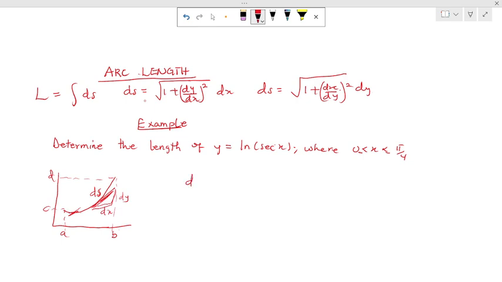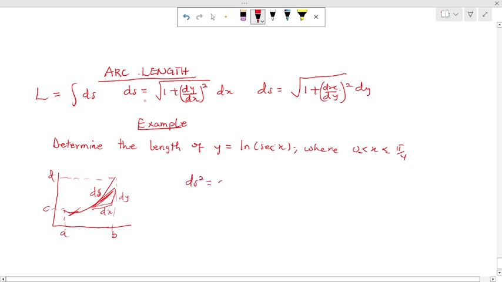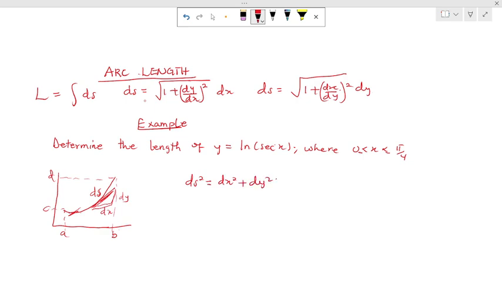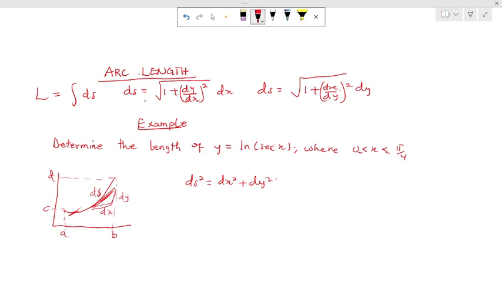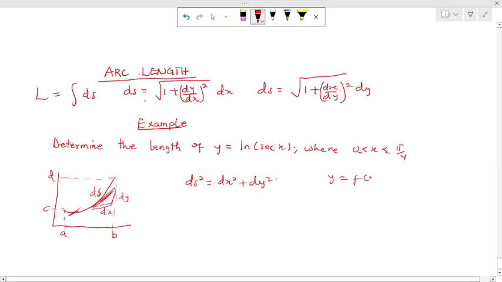So, by Pythagoras theorem, ds squared will be equal to dx squared plus dy squared. At this point, depending on the axis which you really want to differentiate with respect to, and that is always influenced by the nature of the function, if your function is in the form y is equal to f of x, then you are going to differentiate with respect to x, right? So the y will be changing with respect to x.